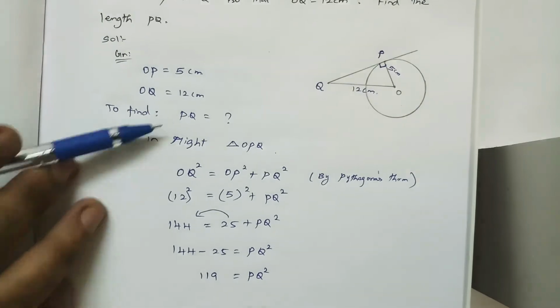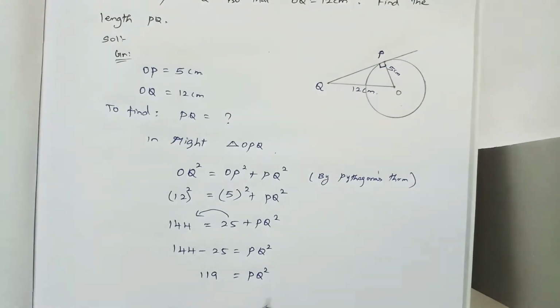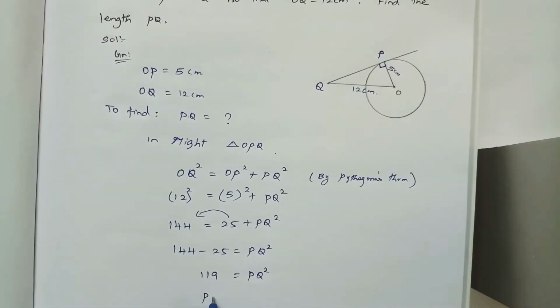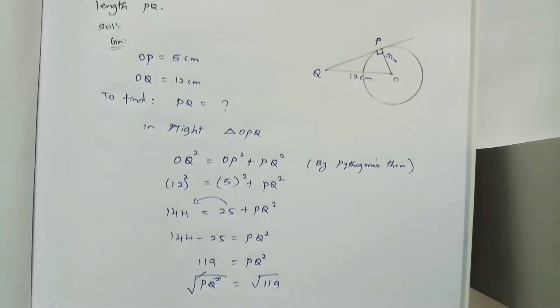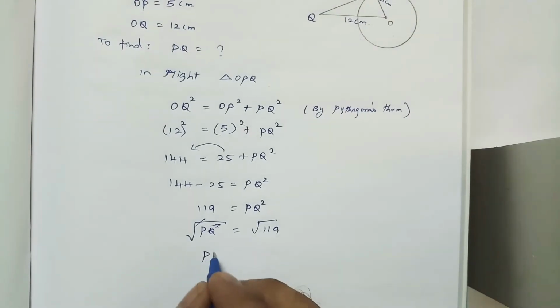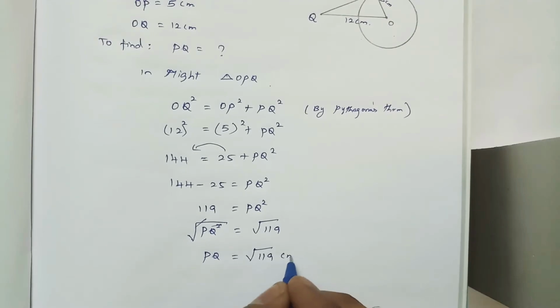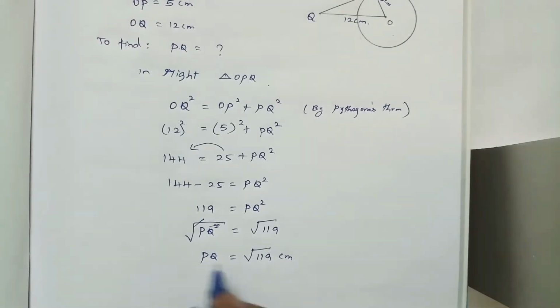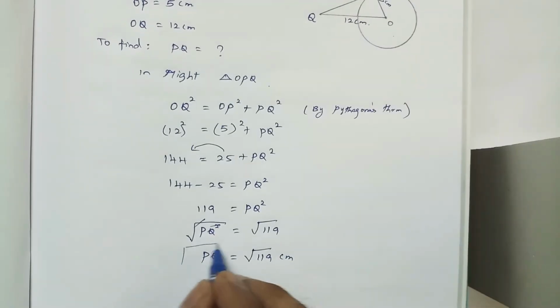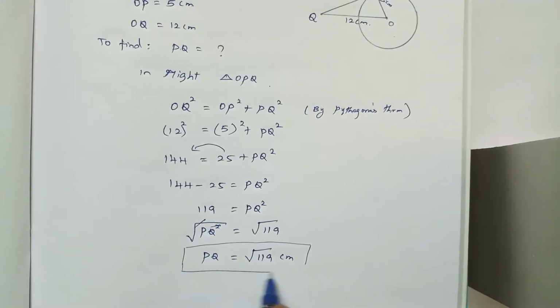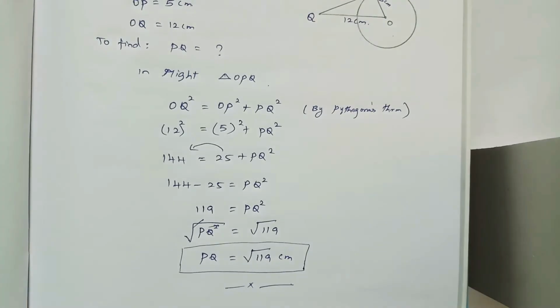But what we need is only the length of PQ alone. So taking square root on both sides, the square root of PQ square is equal to the square root of 119. The square root gets cancelled. So PQ is equal to the square root of 119 centimeter. This is not a perfect square number. So therefore the length of the tangent PQ is equal to the square root of 119 centimeter.